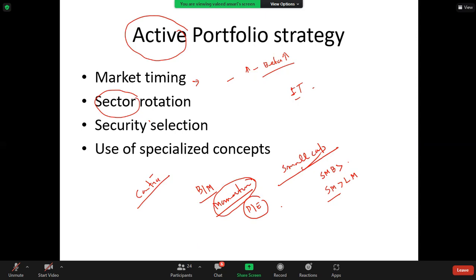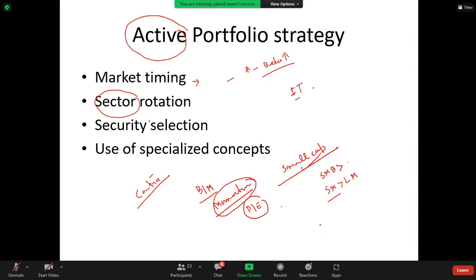So specialized concepts can also be used for portfolio formation, and that is active portfolio management. But as I pointed out, the debate is still there, whether active portfolio management can outperform passive portfolio management. There is little evidence that active management outperforms passive management. But it does not deter the fund managers from pursuing this strategy, because out of 50, maybe 4 or 5 are lucky, so they try.